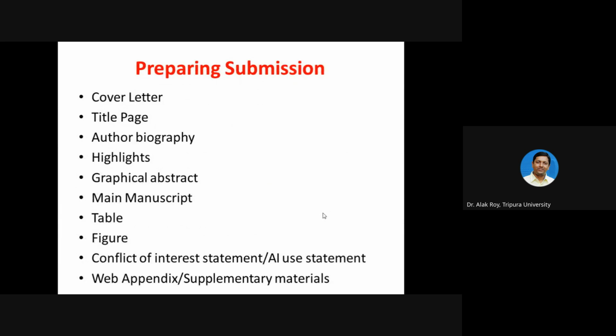Now, this is just the part on preparing submission. जब तुम एक पेपर सबमिट करोगे तो फिर क्या क्या तुम्हें बनाना है. बट जर्नल में दिया हुआ है, लेकिन फिर मैंने वो क्या किया, कवर लेटर.